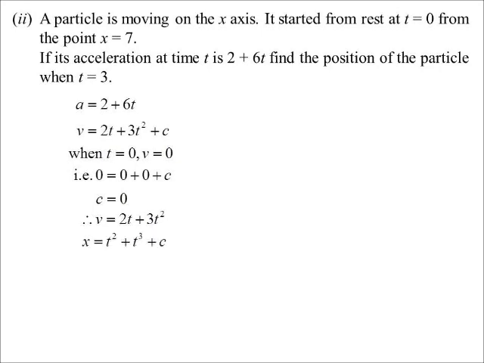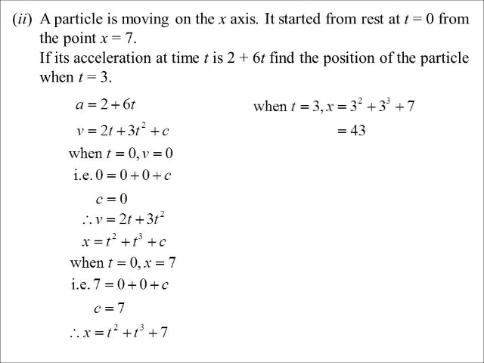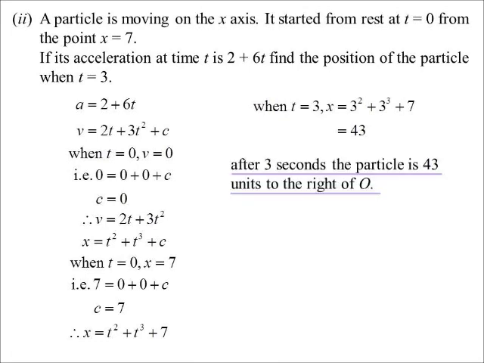Integrate again to get displacement. In this case I wouldn't have got lucky, because when t equals 0, x is 7. Constant is 7. I have my equations. Once I have those three equations, displacement, velocity, acceleration, I should be able to solve any motion problem. So where is it? t equals 3, sub it in, 43. So we know we're 43.